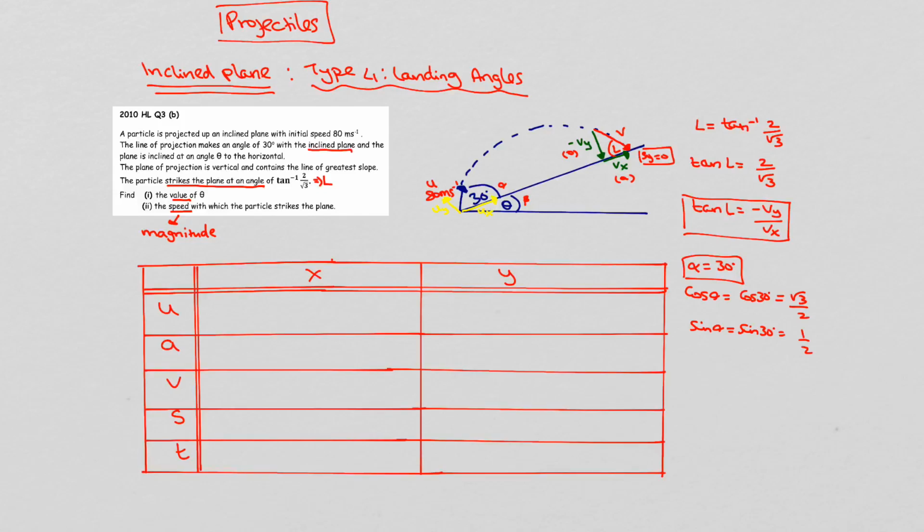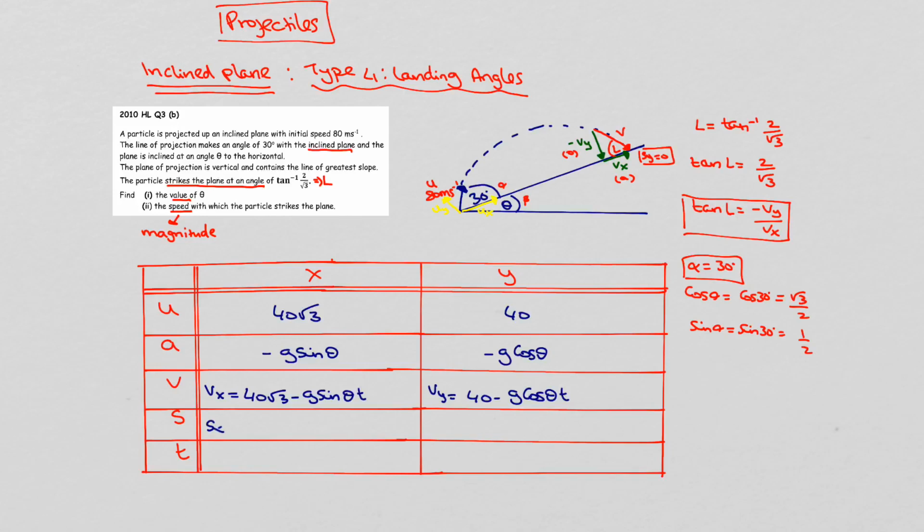Okay, so if we have U cos alpha, U being 80 and cos alpha being root 3 over 2, then 80 times root 3 over 2 gives us 40 root 3 for U in the X direction. And we have 80 times sine 30, which is 80 times a half, which is 40 in the Y direction. We have minus g sine theta in the X direction and minus g cos theta in the Y direction. V equals U plus AT in the X direction will be 40 root 3 minus g sine theta t. And V in the Y direction will be 40 minus g cos theta t.